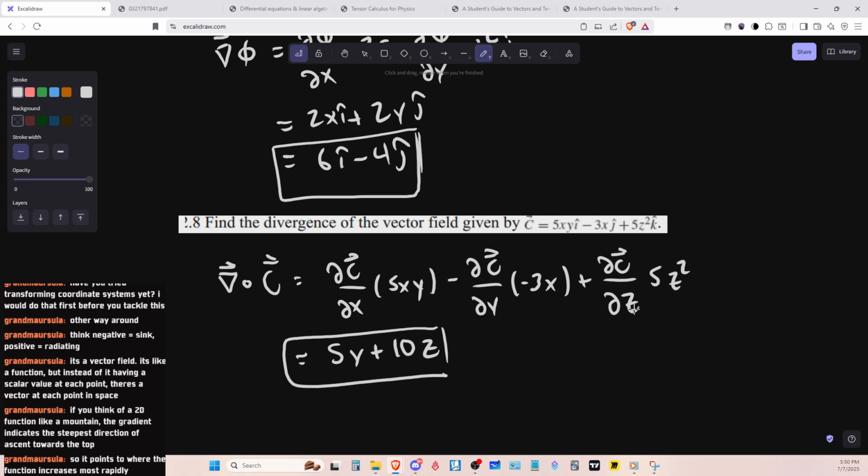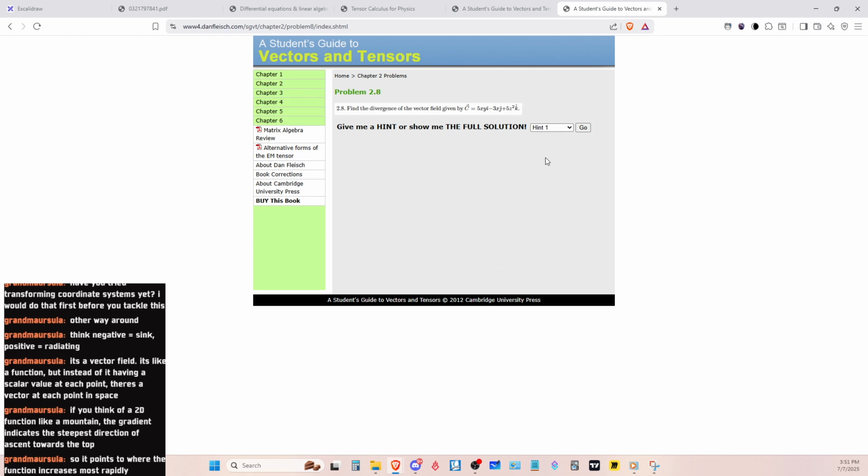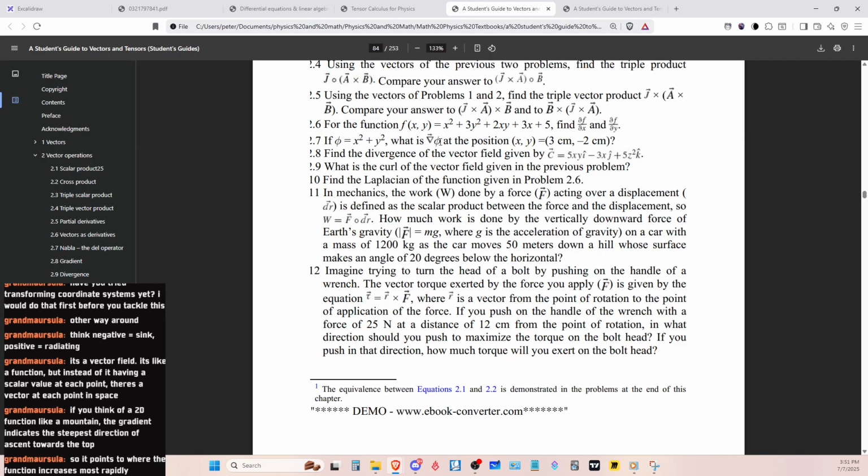If we double check here. Oh no, wait. This should be a plus. But then again, this goes away anyway. But luckily I caught that. This is plus. Okay, 5y plus 10z. Alright, so continue with problem solution. Yep, there we go. Excellent.